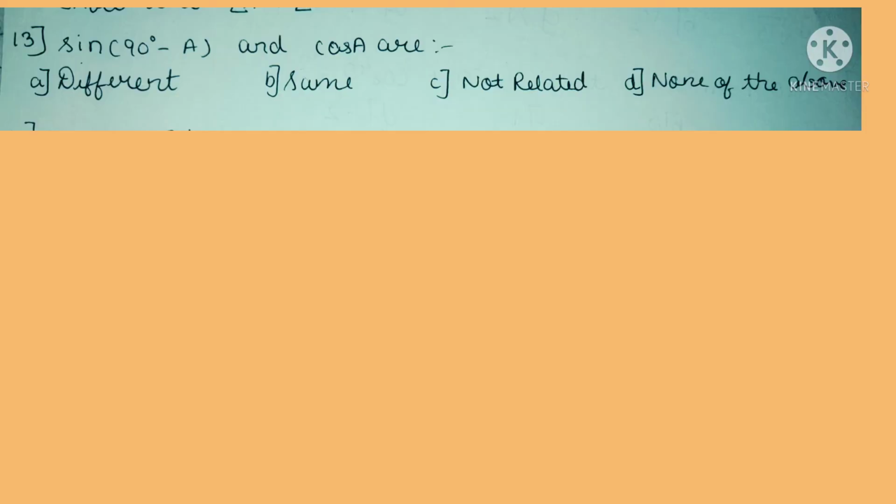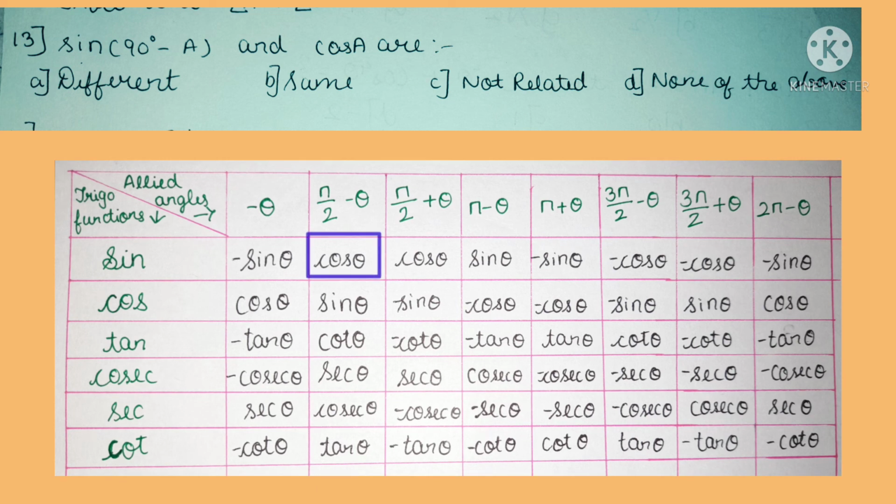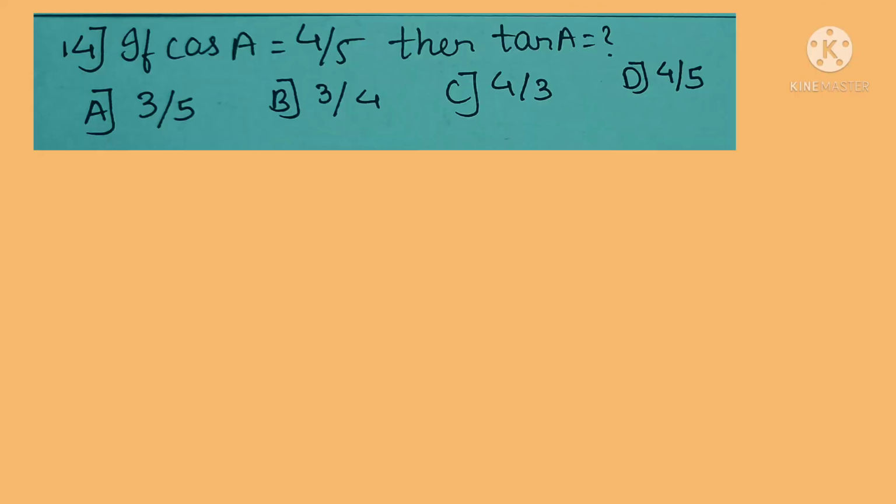The 13th main question: sine of 90 minus A and cos A are different, same, not related, or none of the above. Sine of 90 minus A is nothing but sine of pi by 2 minus A. Over here A is an angle, but in the trigonometric functions of allied angles we have mentioned theta as the angle. So sine of pi by 2 minus theta is equal to cos theta, by the allied angles formula. So the option will be B, because they are equal. Yes. Move to the 14th main question.